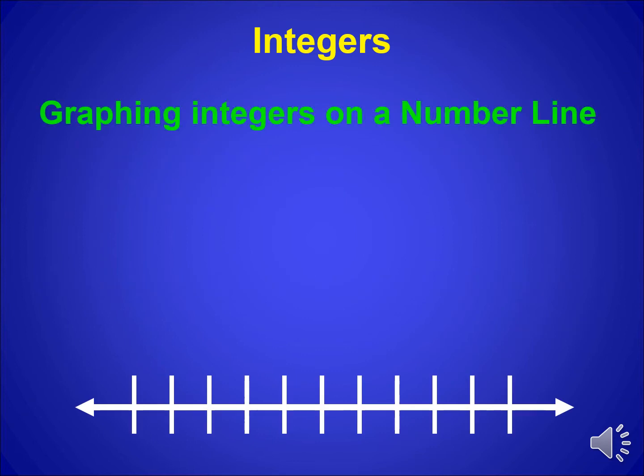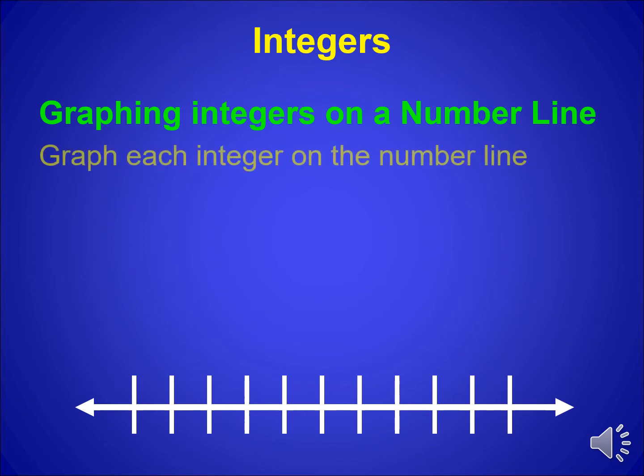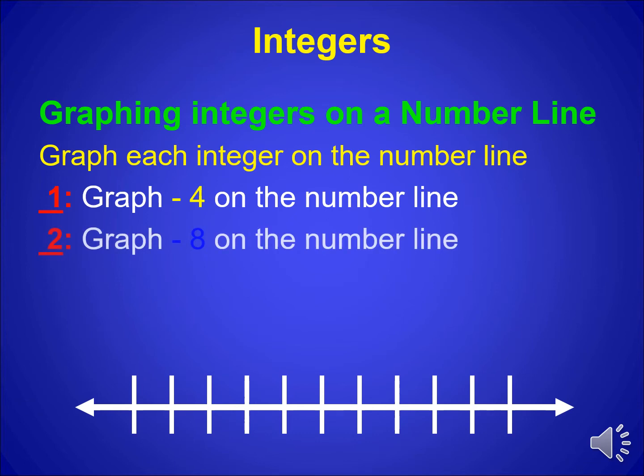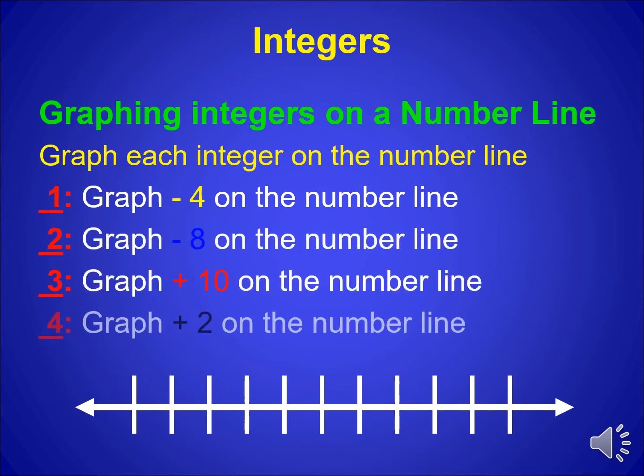Now, graphing integers on a number line. When I have a number and I need to put it on a number line, I graph each integer on the number line. Number 1, graph -4 on a number line, and -8, and +10, and +2. Now I have a number line with 0, 2, 4, 6, 8, 10, and -2, -4, -6, -8, -10. I can write a number line with the even numbers.